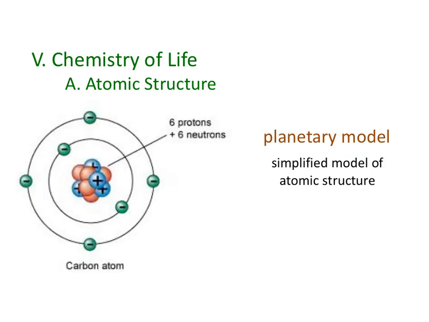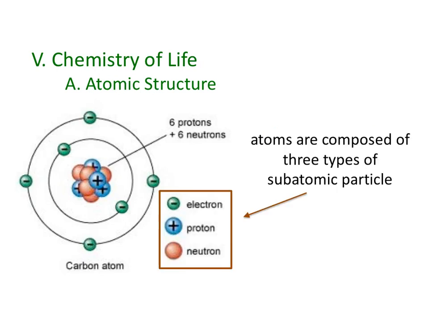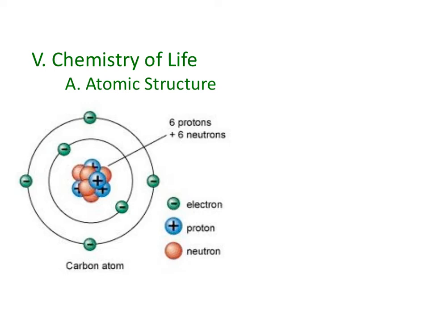So I know for those of you that have taken chemistry, this is the planetary model, which is not terribly accurate in terms of representing how electrons orbit around the nucleus, but it is a good way of conceiving basic atomic structure. And so there's three types of subatomic particles that I want you to know about. So electrons, protons, and neutrons.